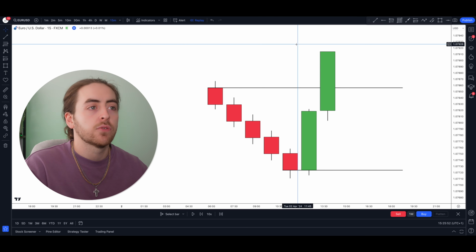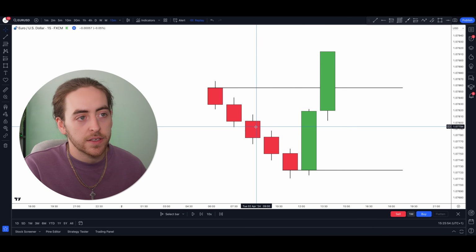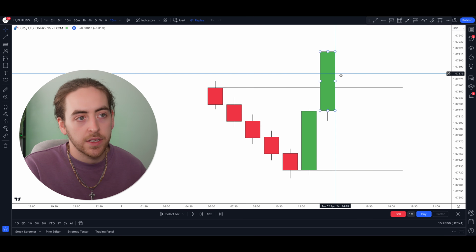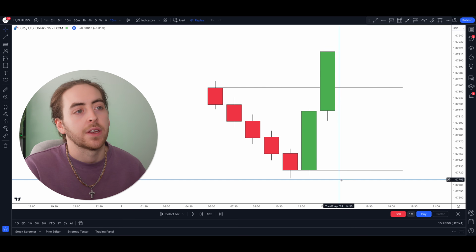The momentum of a market is not only seen by individual candlesticks, but can also be seen by ranges of candles as well. Now let me break that down for you. Here on the chart we can see a bearish phase that then leads into a bullish phase. But what can you tell me about what we're looking at here?